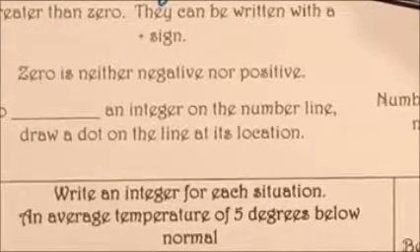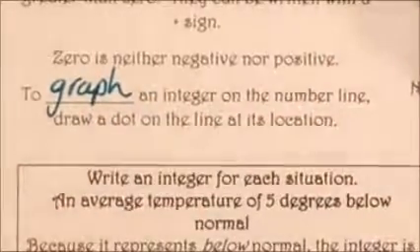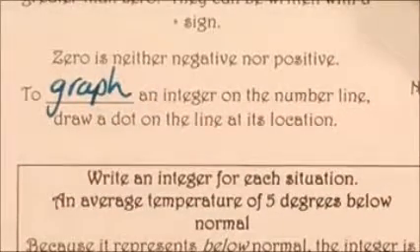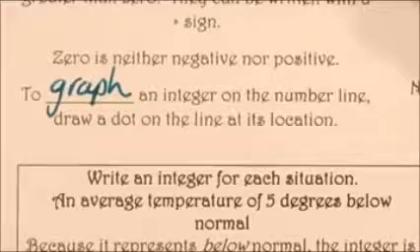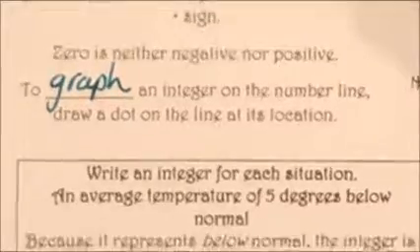Okay. Graph an integer on the number line. Okay, so to graph an integer, on the number line, draw a dot on the line at its location. Pretty straightforward.